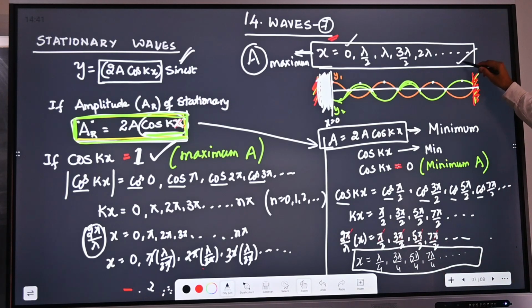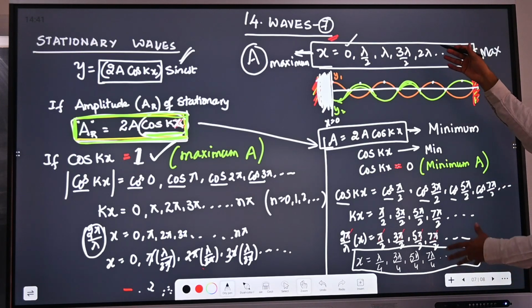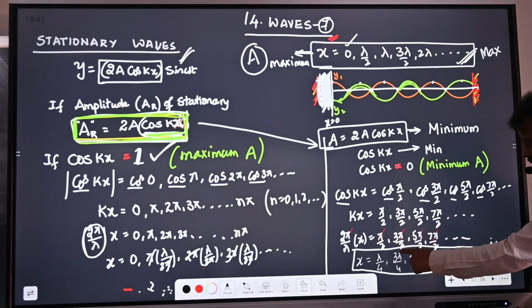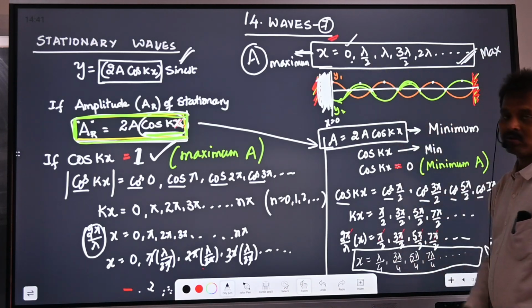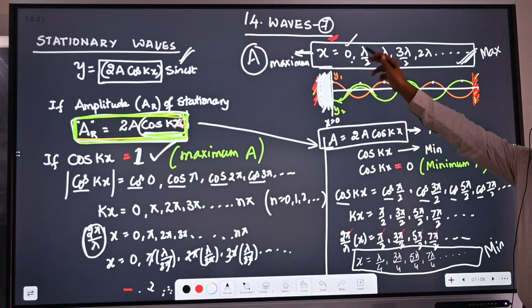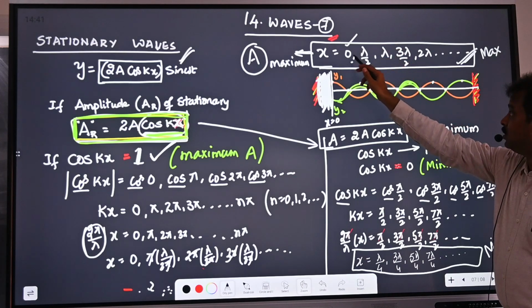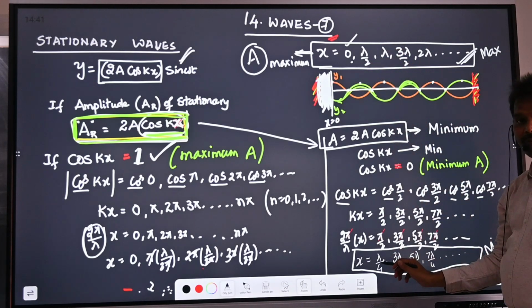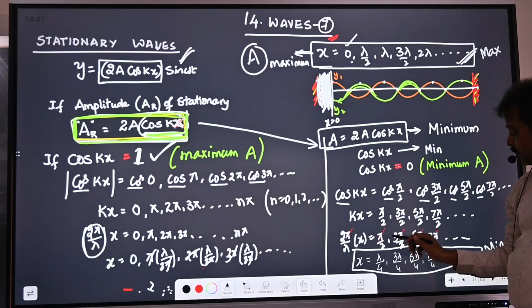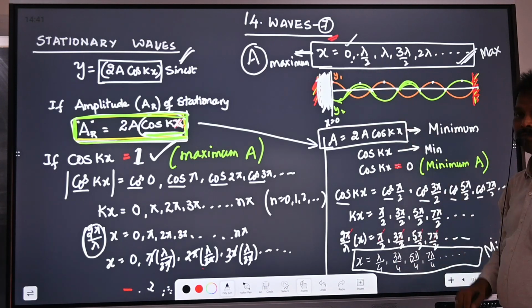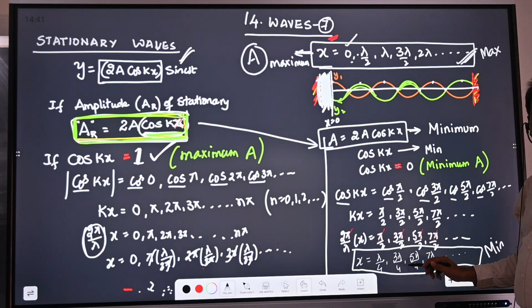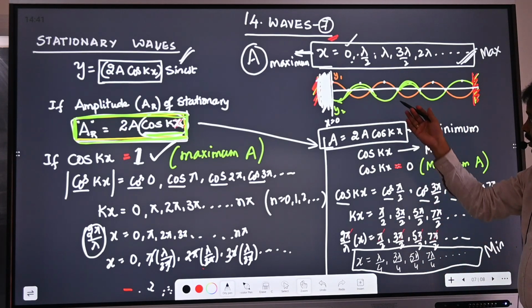These are the x values where you will get maximum amplitudes, and these are called minimum amplitude. If you observe these two sets, students, this value lies exactly between these two. That is 0, lambda by 2. This is 0, half lambda. This is quarter lambda. Where can you fix this value? Exactly, you can insert it here. And where can you fix this value, 3 lambda by 4? Here. Correct? Now see the diagram.